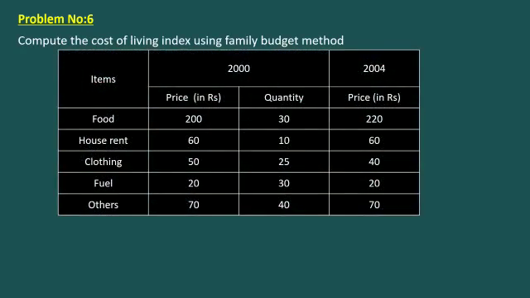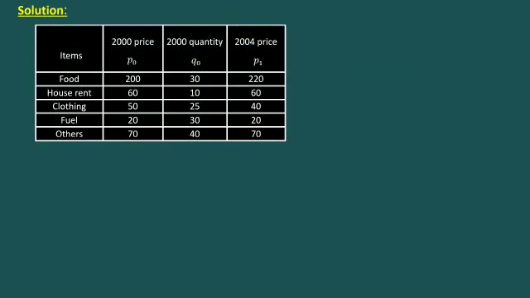Compute the cost of living index using family budget method. In the table, items are classified into food, house rent, clothing, fuel and others. Prices in base year and current year are given along with base year quantities. Let's work out the solution. Here 2000 is the base year, 2004 is the current year. So we denote base year price by P0, base year quantity by Q0 and current year price by P1.